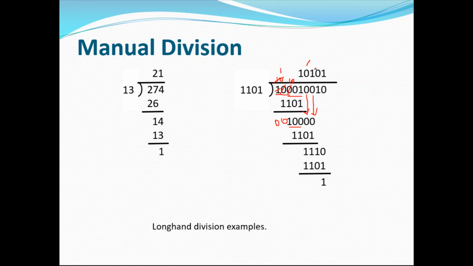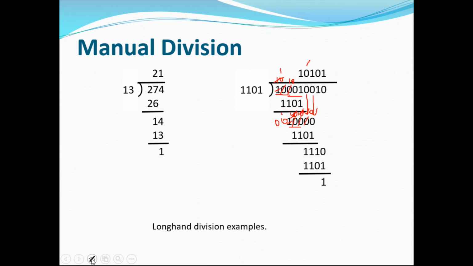Again we perform 1 times 1101. Again you have to take a 5 digit number. If you take a 4 digit number, this will be smaller than the divisor. So again subtract: 0 minus 1, we want to do 0 minus 1. So once again you have to borrow. This will become 1 0, and again this will become 1 0, and when that becomes 1 0, this will become 1.